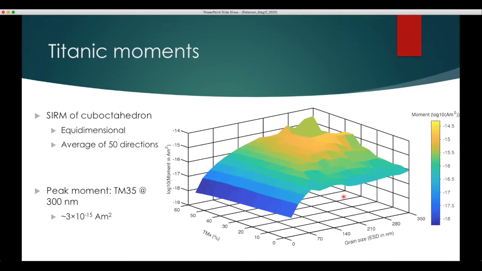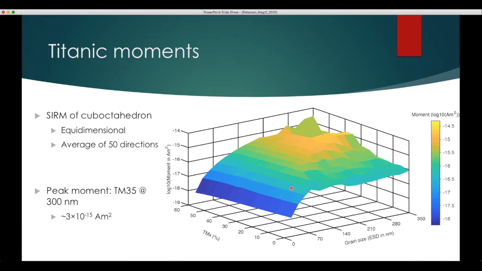So we have this indication that we have quite large transition zones within the titanomagnetite series, and they may actually give us some unstable paleomagnetic recorders. But it's also important to think about how strong a signal these grains will actually have, and how much they will actually contribute to the magnetic measurements that we're doing.